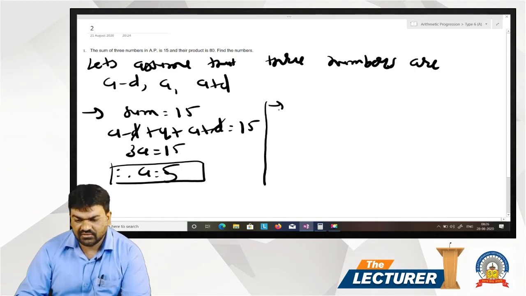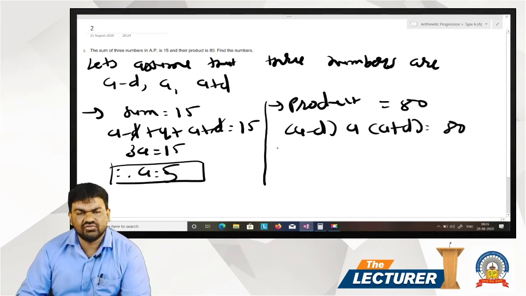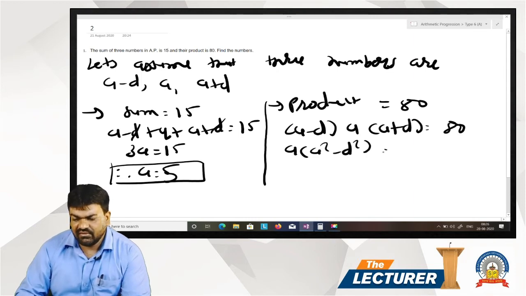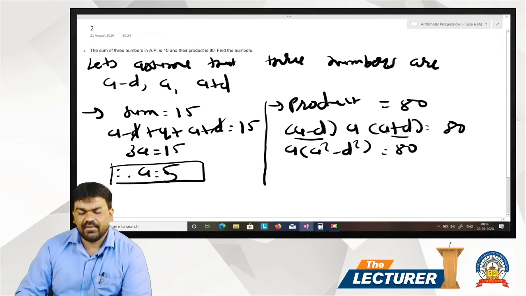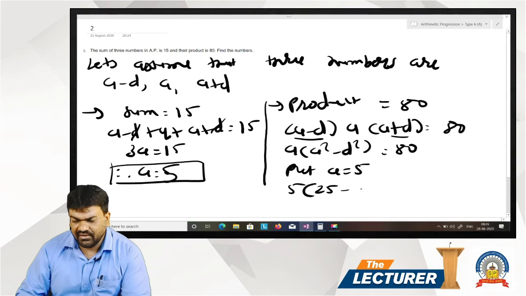Their product is equal to 80. So A minus D multiplied by A plus D is equal to 80. A square minus D square is equal to 80, because these two are the factors of A square minus D square. Put A is equal to 5. 5 square is 25, minus D square is equal to 80.